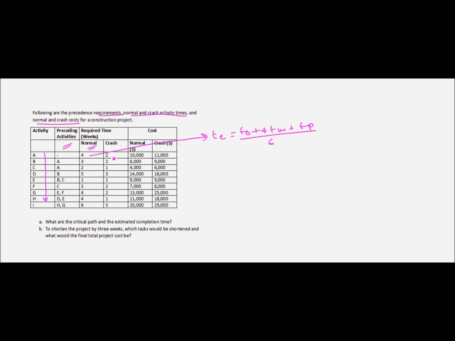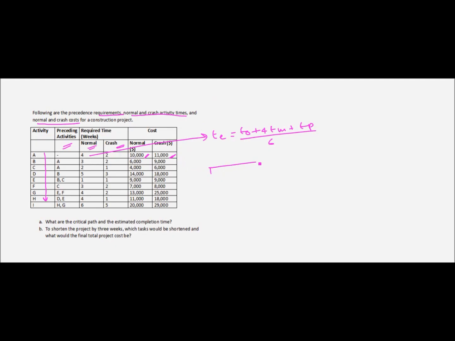We have also been given the crash time, which is the minimum time required to complete the activity even after deploying additional resources. Now, for the normal time, the normal cost is $10,000 for activity A, whereas after crashing, the cost of performing the activity is $11,000. So let's understand this in detail.